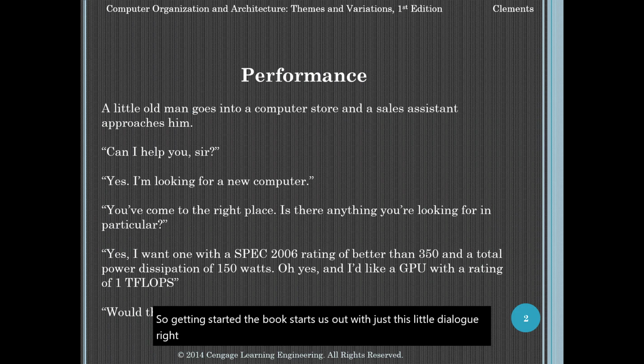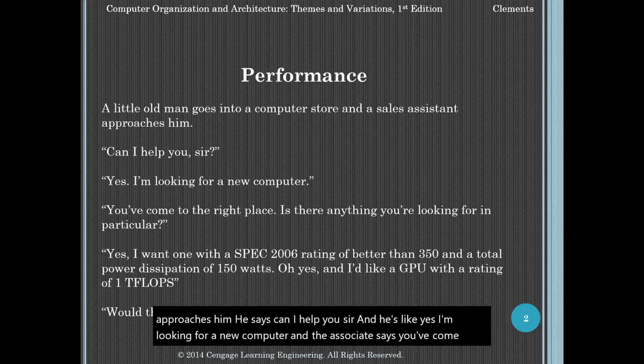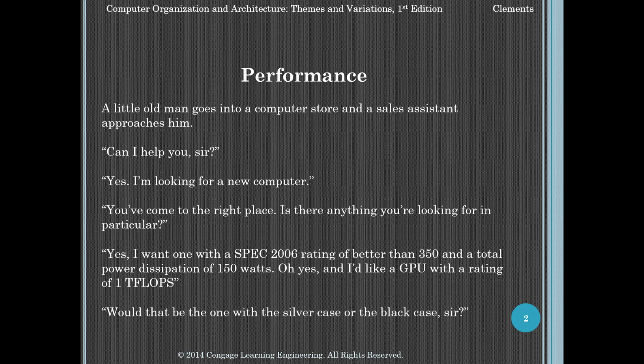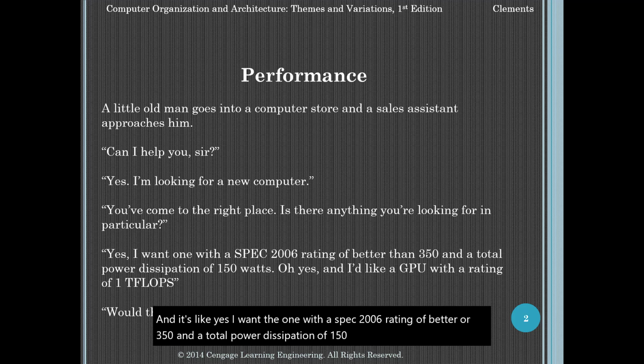A little old man goes into a computer store. A sales assistant approaches him. He says, "Can I help you, sir?" And he's like, "Yes, I'm looking for a new computer." And the associate says, "You've come to the right place. Is there anything you're looking for in particular?" And he's like, "Yes, I want the one with a SPEC 2006 rating of better than 350, and a total power dissipation of 150 watts. And I'd like a GPU with a rating of 1 teraflop."